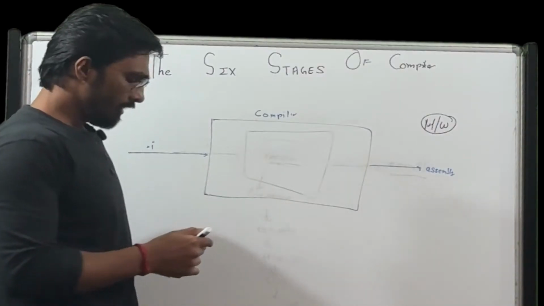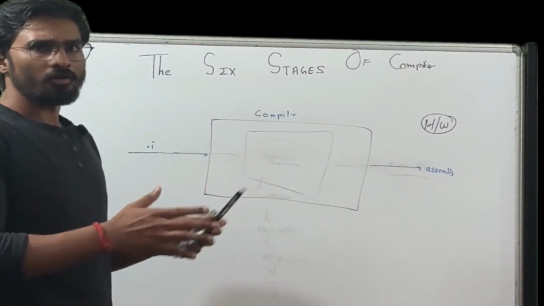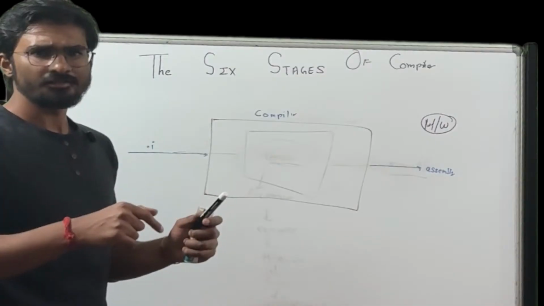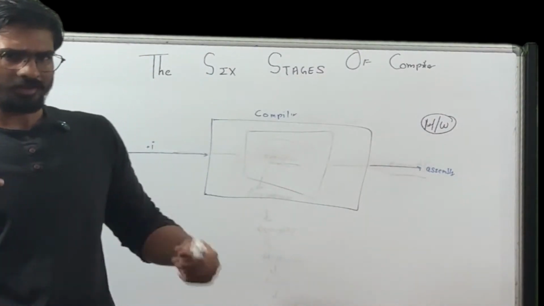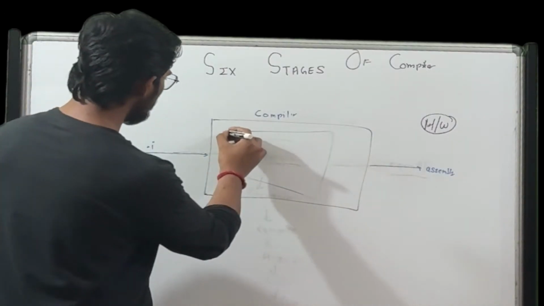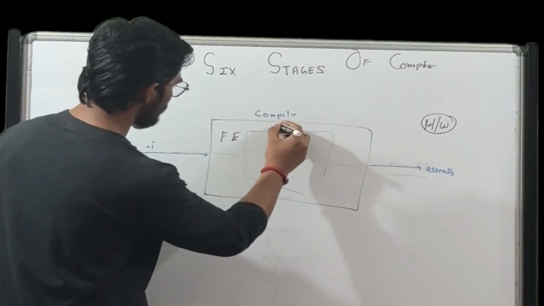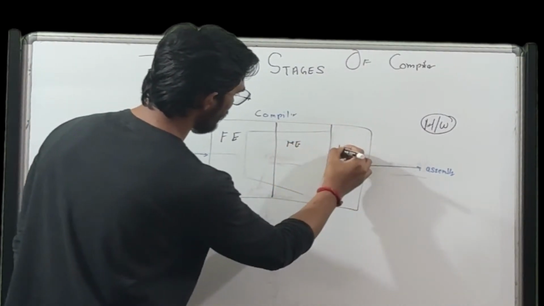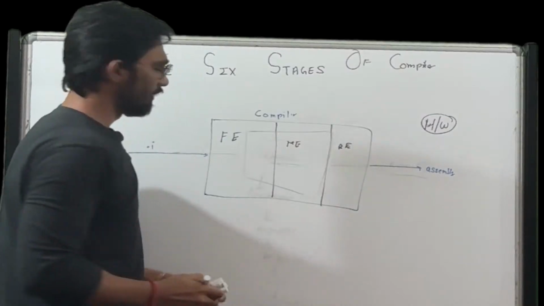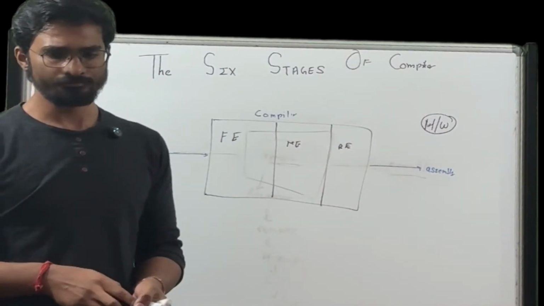Now, if we want to open this black box, then in a modern compiler or a framework such as LLVM, we can see the architecture in this format. There will be three things. First is the front end, then the middle end, then the back end. Now let's understand each role.